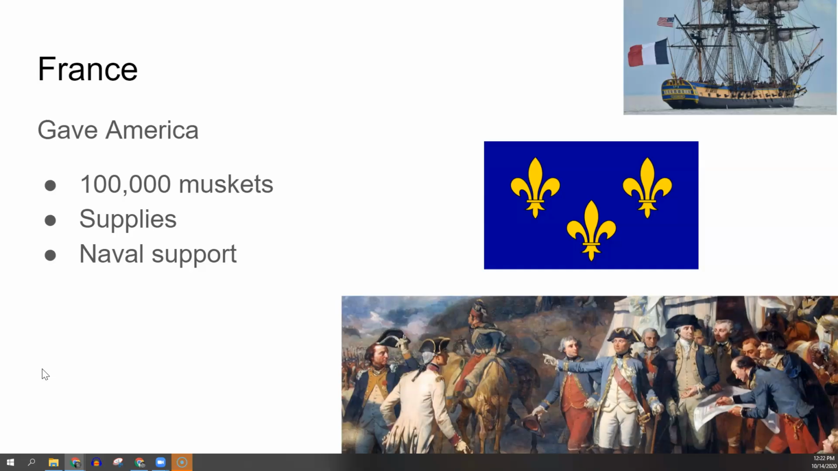Finally, one of the big advantages that we talked about was France. Why are they such an advantage? Well, they gave America over 100,000 muskets and other supplies. They eventually bring naval support. They bring soldiers. There are French soldiers that eventually come. One of those soldiers is the Marquis de Lafayette, who becomes almost as a son to General Washington. And while he is young, he is a good leader as well.